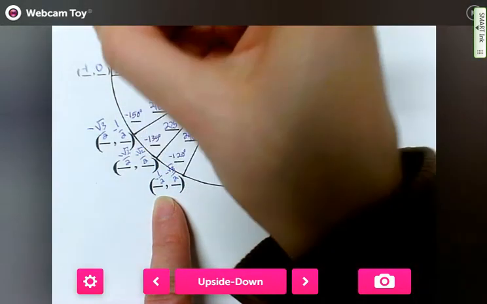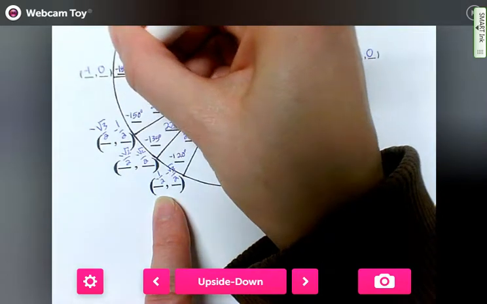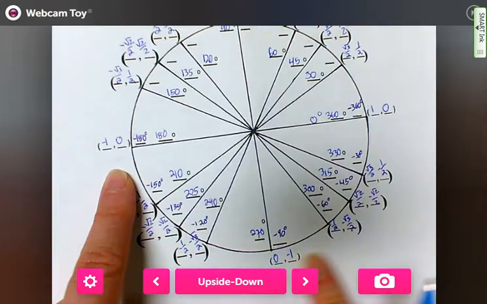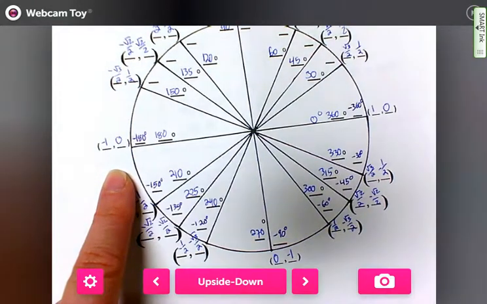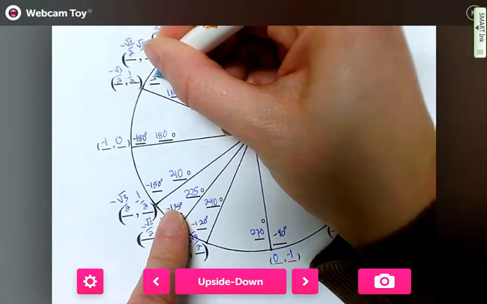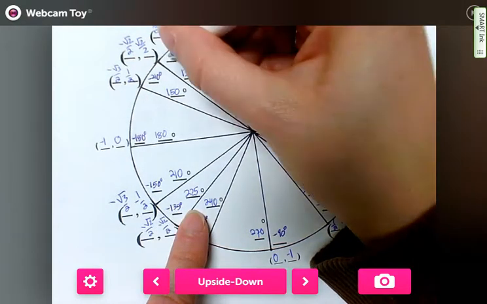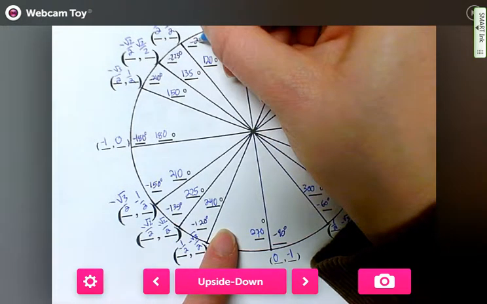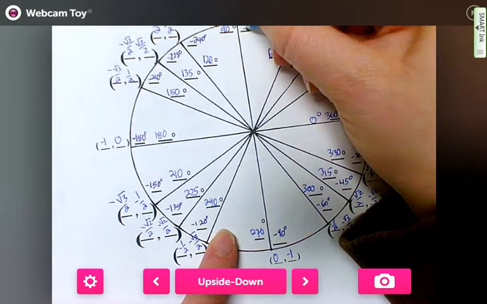Ooh, this is negative 180, right? Yep. It's because if I go 180 this way, or if I go 180 this way, it's the same, right? So it's negative 180? Mm-hmm. Okay. So this is negative 210, negative 225, negative 240, negative 270.